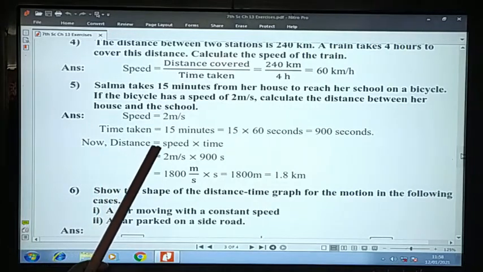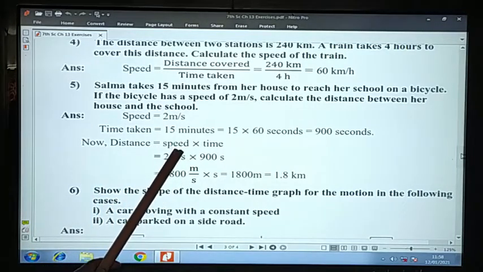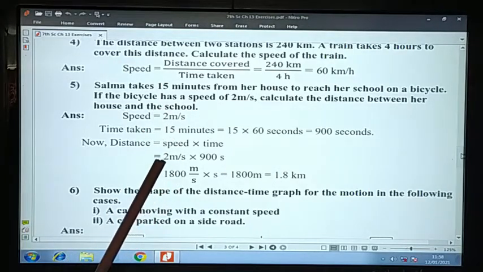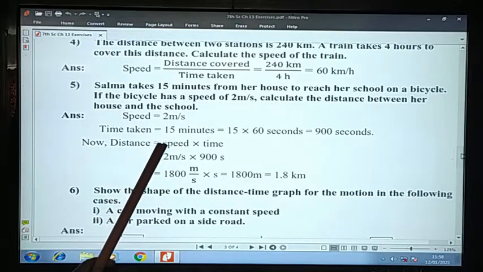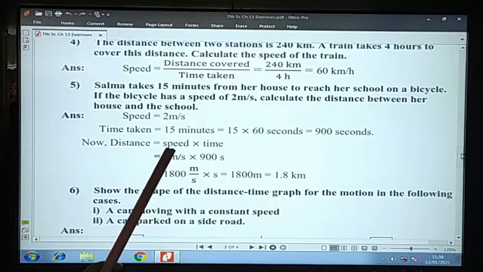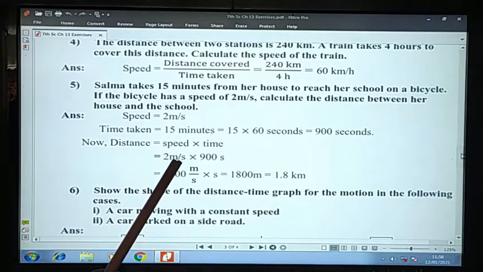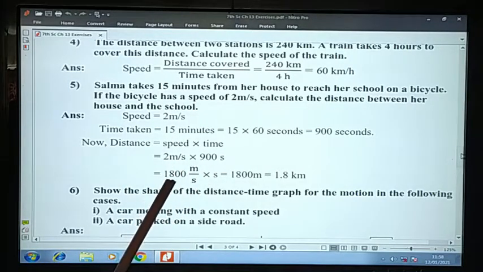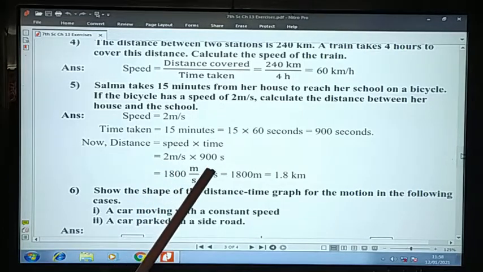Now, distance is equal to speed into time. As we have seen, speed is equal to distance upon time. Now, distance is equal to speed into time. So the speed is 2 meters per second, and the time taken is 900 seconds. So 900 into 2 comes to 1800 meter per second into second.